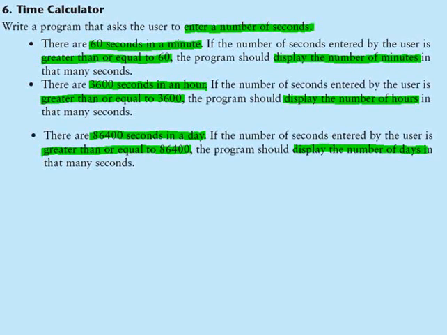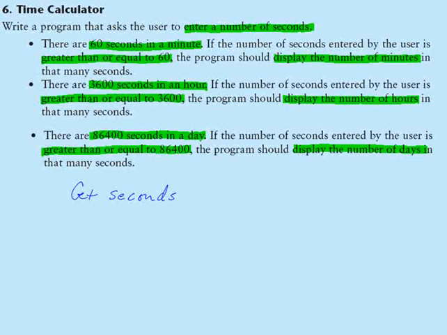Before we go into the editor and start writing actual Java code, let's list the steps that the program should take. Let's design the algorithm using pseudocode, and then we can translate the pseudocode into actual Java code. So the first thing that the program should do is get a number of seconds from the user.